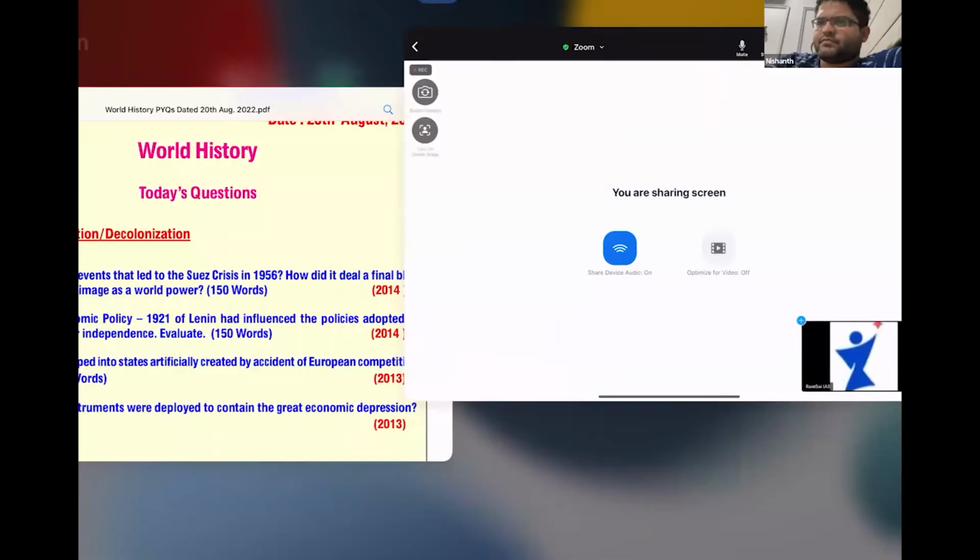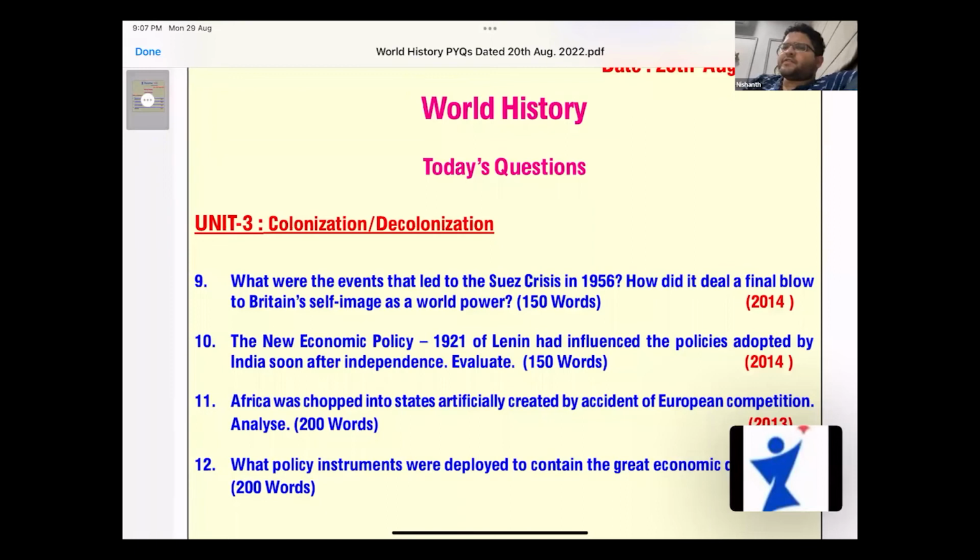Good evening everyone. So, the first question: What were the events that led to the Suez Canal crisis? How did it deal a final blow to Britain's self-image as a world power? Just try this for a few minutes, give the framework.